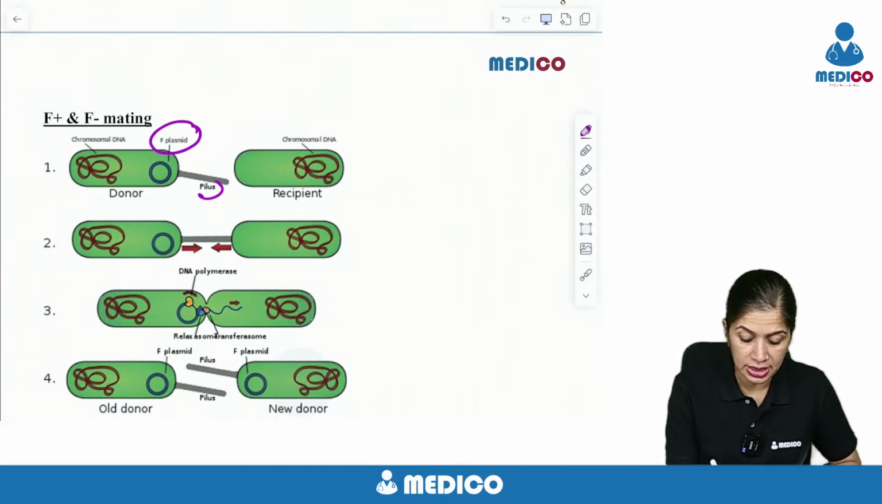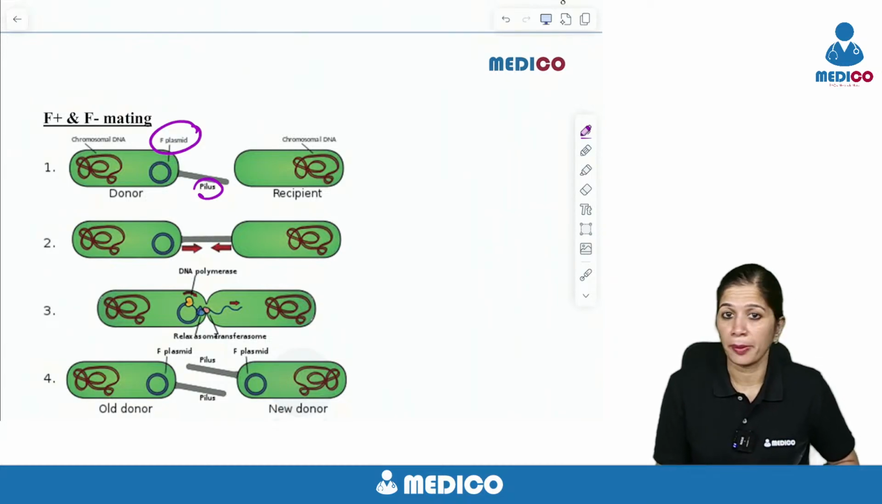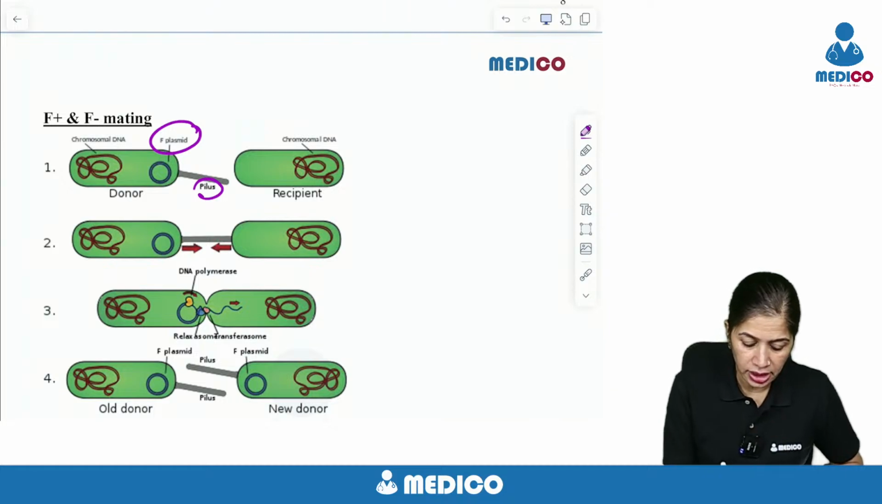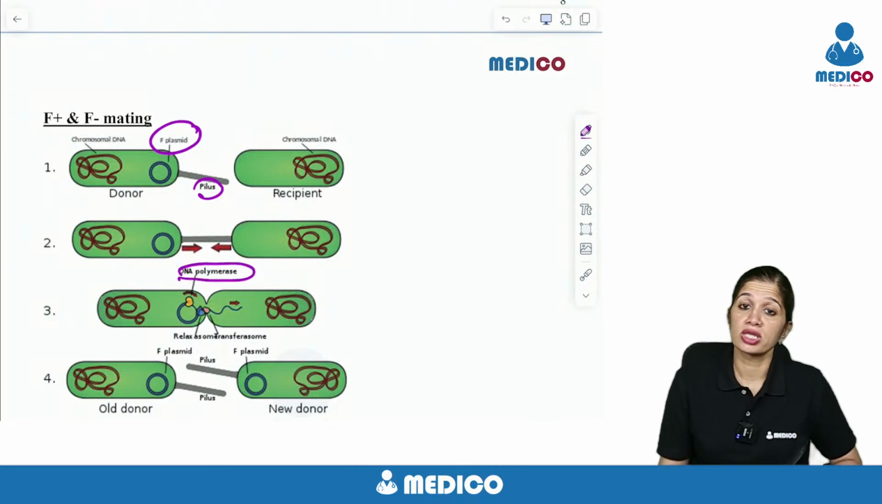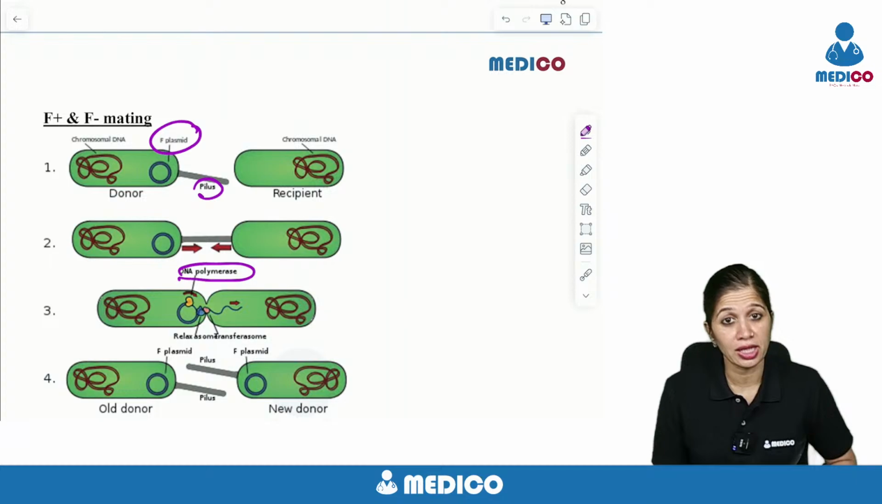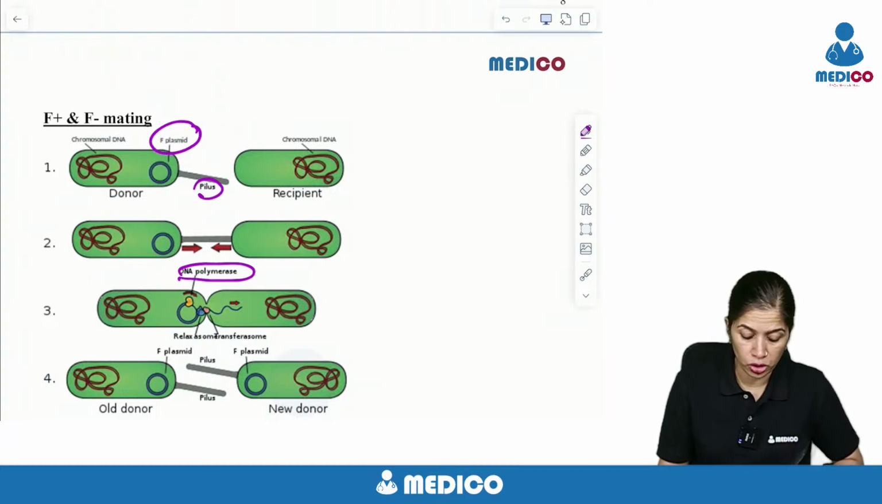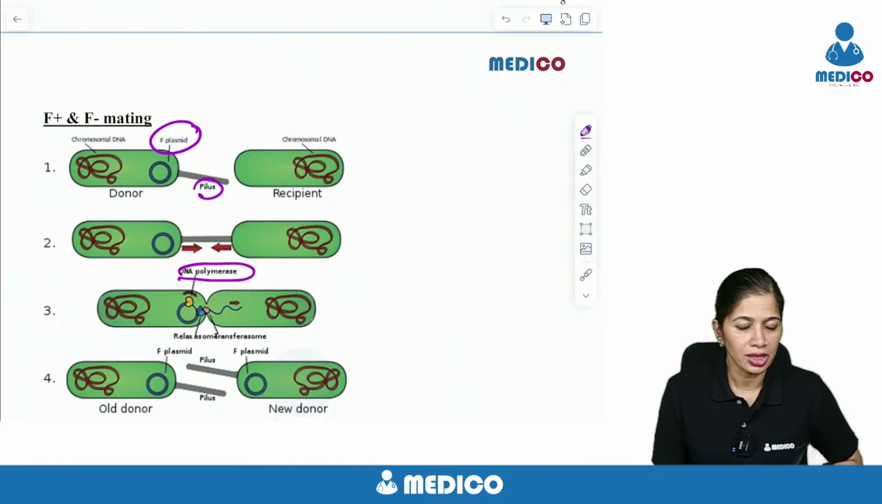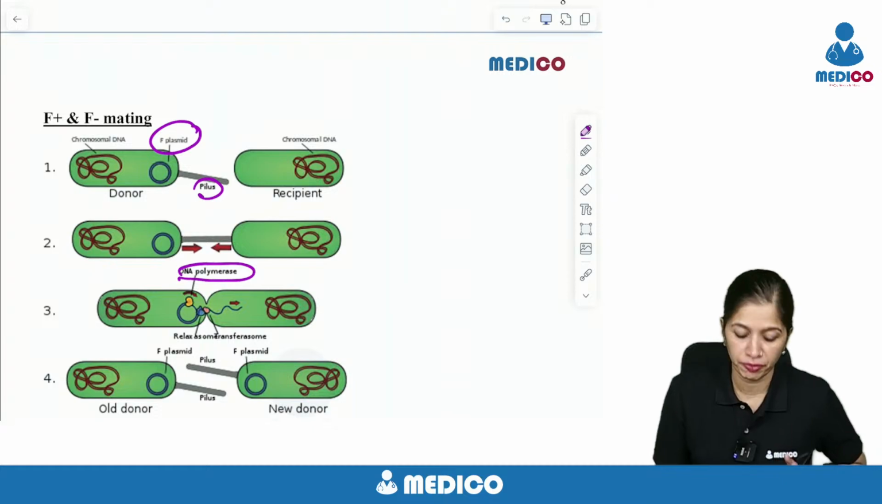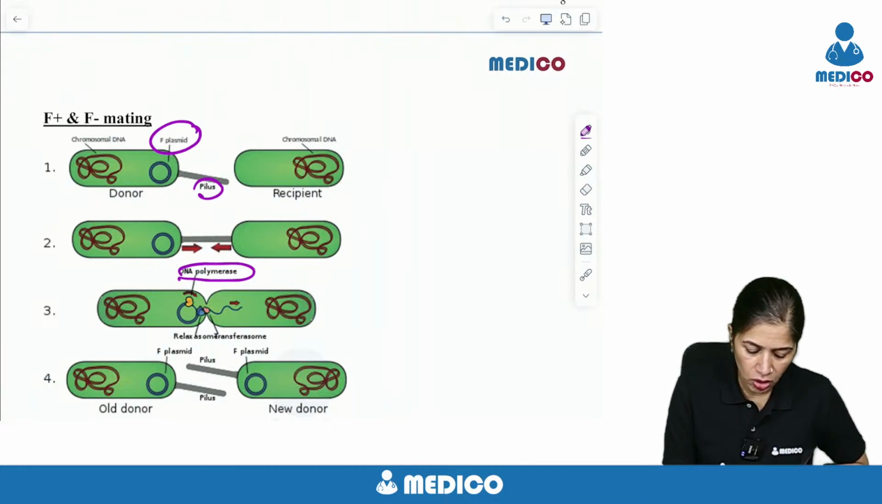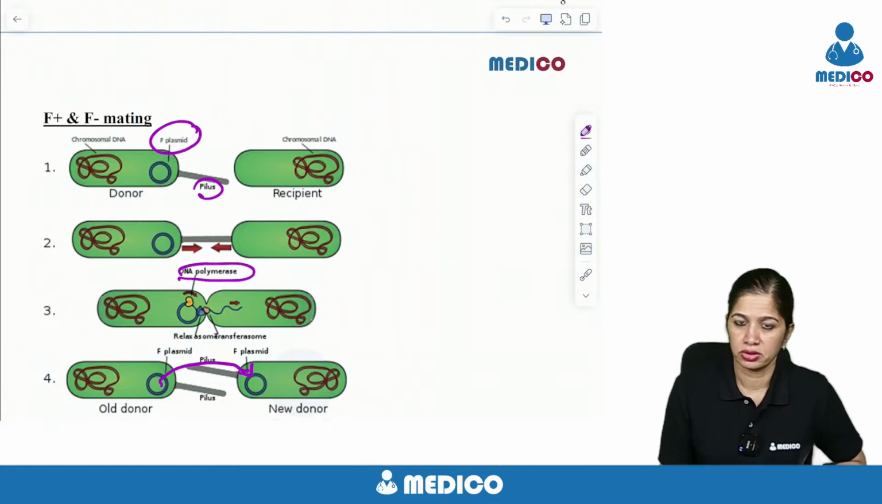You can see the pilus here, and the other one is the female. The physical connection happens between the two, and the DNA polymerase that is present will cause the replication of the F plasmid and subsequent migration of that plasmid through the conjugation tube onto the other side. Ultimately, that pilus is broken and both the cells will become F plus because the plasmid has gone from here to here. So, this is also F plus, this is also F plus.